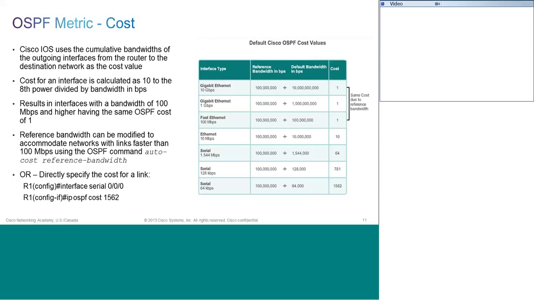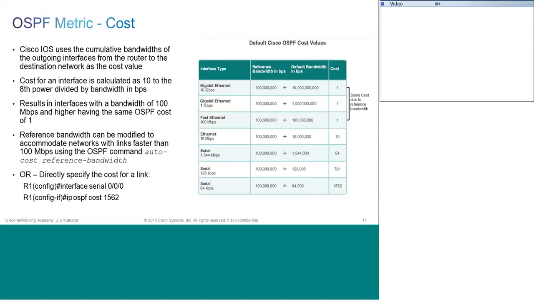The formula used to calculate the OSPF cost is cost equals reference bandwidth divided by interface bandwidth. The default reference bandwidth, if you look over here in the table, is 10 to the 8th, which you'll see right here. Therefore, the formula is cost equals 10 to the 8th divided by the interface bandwidth in bits per second. If you refer to this table, you can see a breakdown of the cost calculation.